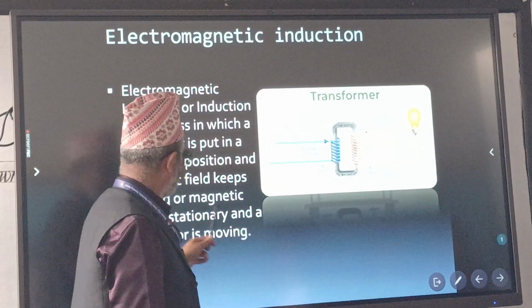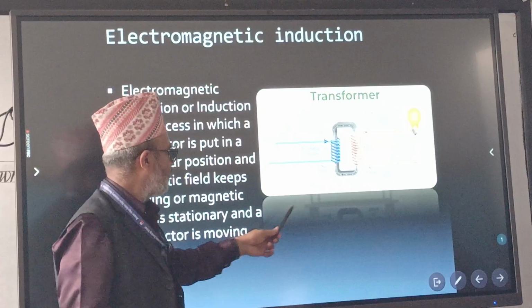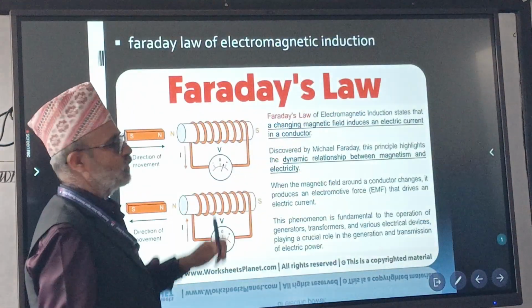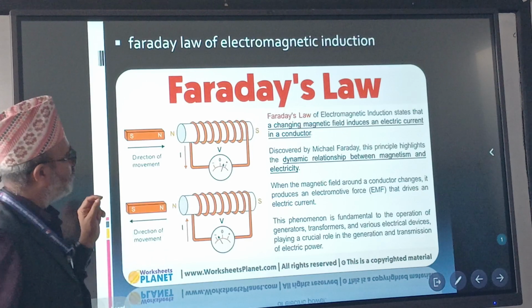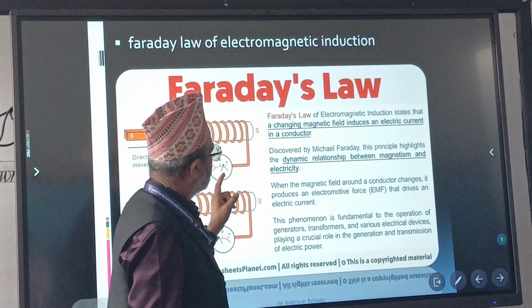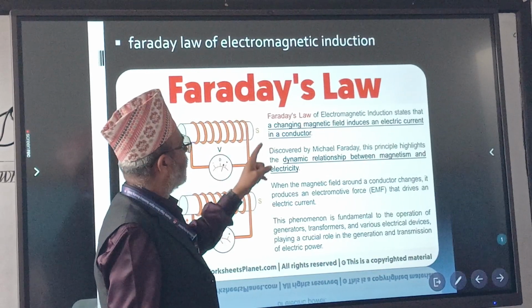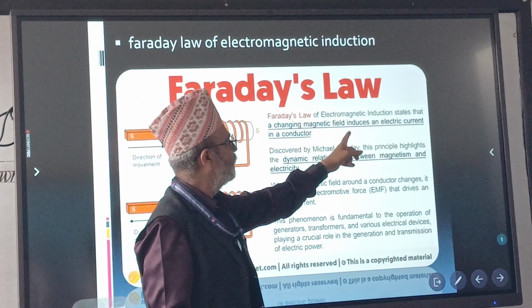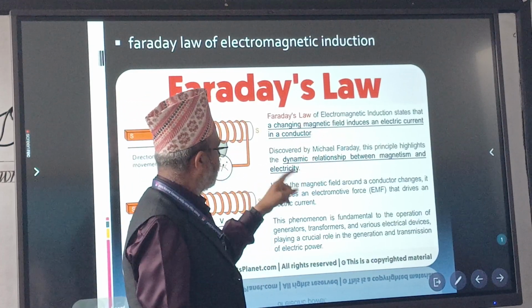Okay? So who gave that principle for the first time? Michael Faraday. And Michael Faraday propounded 3 laws also. How many laws? 3 laws. What are they? A changing magnetic field induces an electric current in a conductor. When magnetic field is changed, then what is produced? Electricity is induced.